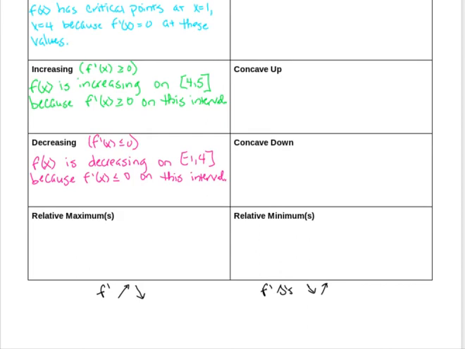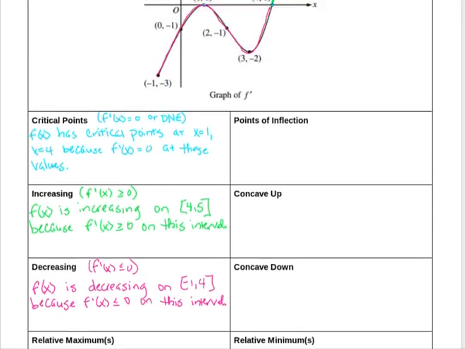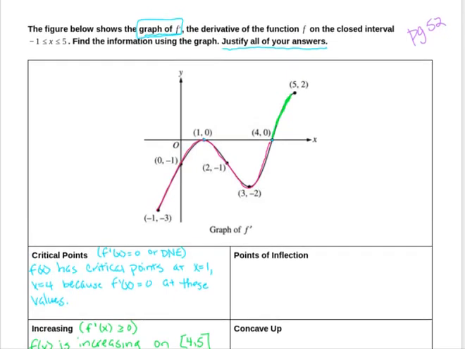Sorry about that. We have the critical points at 1 and 4. So we just really need to know what those critical points are. Are they a min, are they a max, or are they none of them?